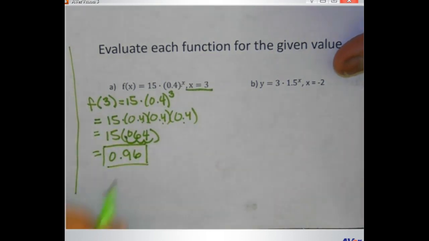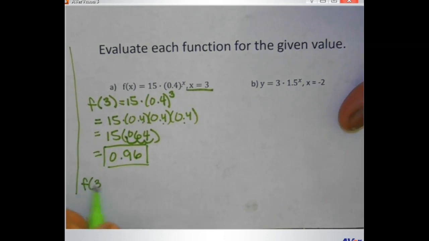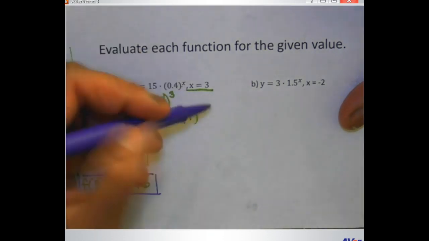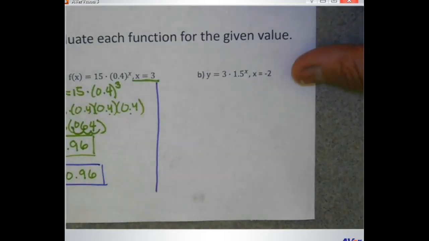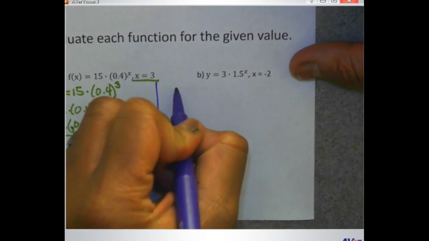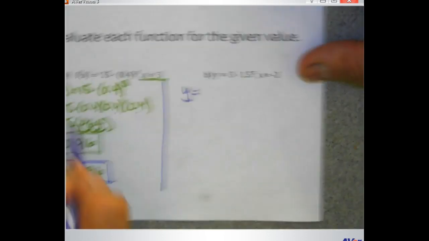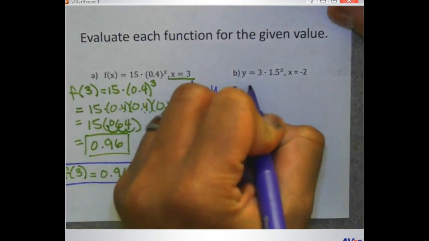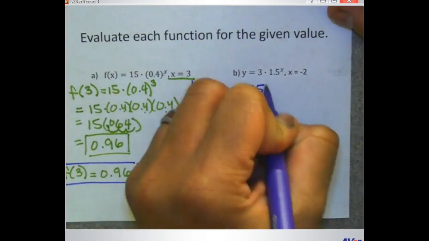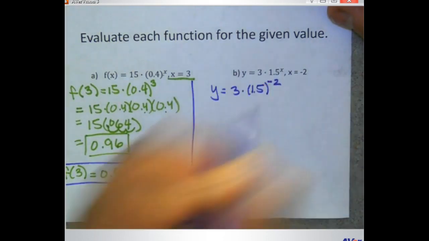But remember, this is saying the function when I plug in 3 is equal to 0.96. Do I need to divide by 3? I do not, because this is just function notation. Okay, let's try another one just like the other one. And if you want to, I would not mind if you did this on your own. But this is equal to y instead of the function f of x, doesn't matter, same thing for s, is equal to 3 times 1.5 to the x, which is to the negative 2.